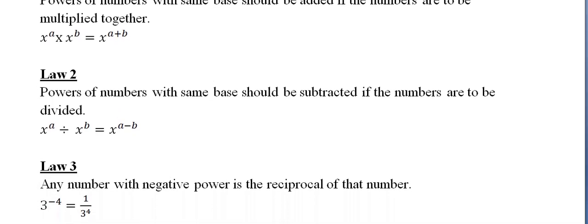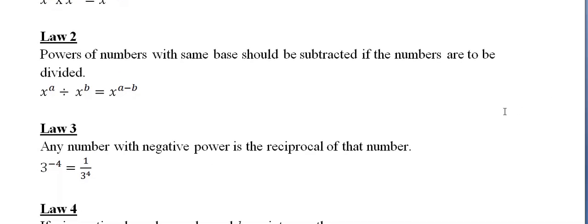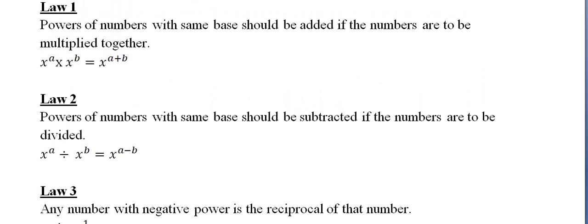Now let us move on to law number 2. Law number 2 is just the opposite of law number 1. In law 1, these numbers were being multiplied, but in law number 2, they are to be divided. Now when there is this sign of division, it should be noted that these powers must be subtracted. So that is a minus b.